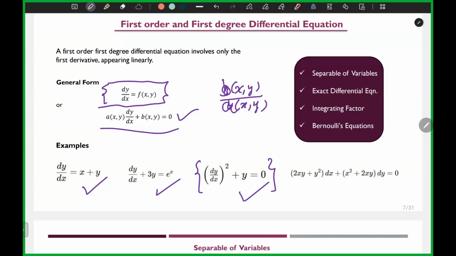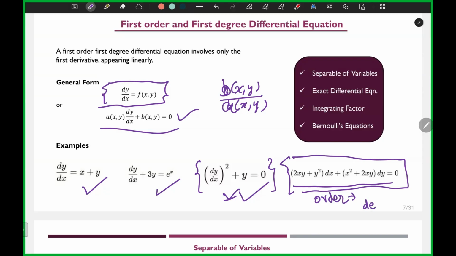Degree is 2. So this is a first order and second degree differential equation. Previous one? Yeah, this one. So for this one, the last part, order and degree: degree is 1, order is 1.